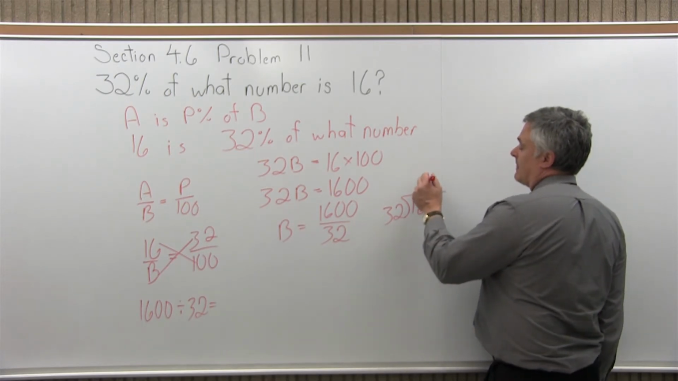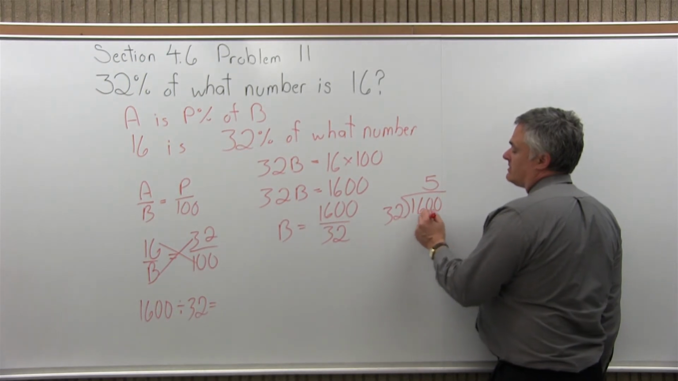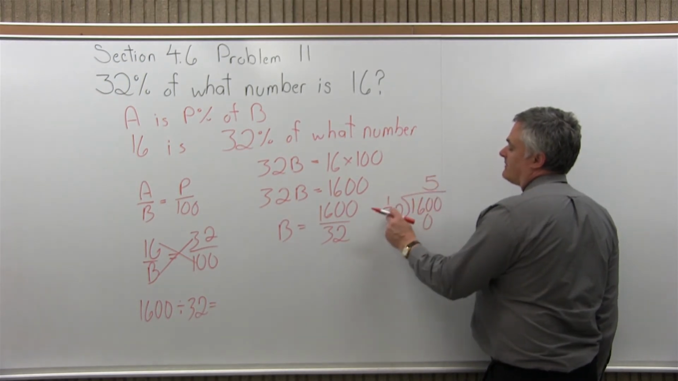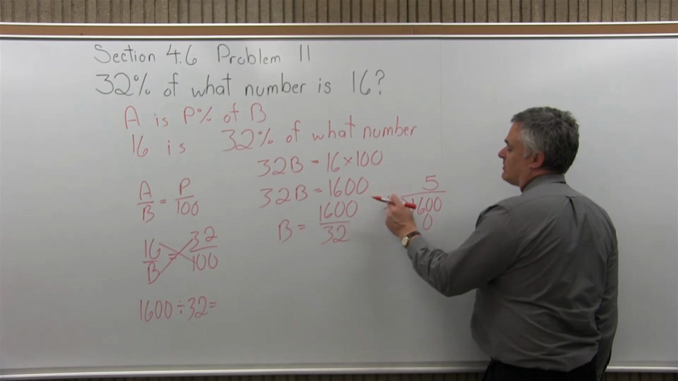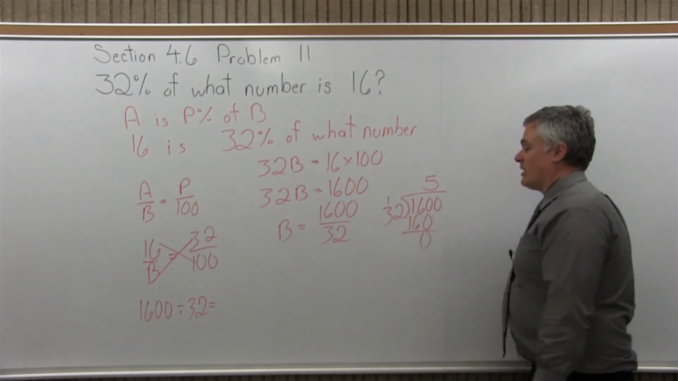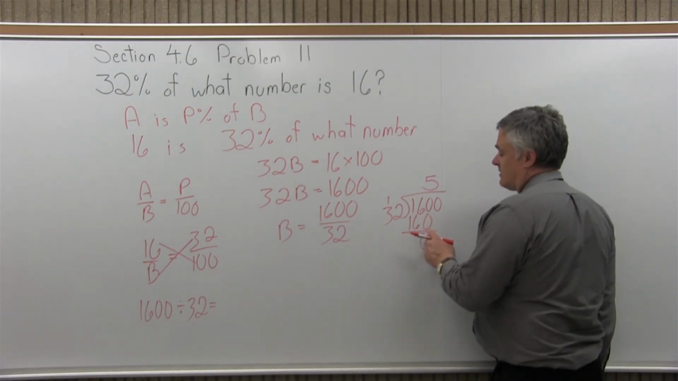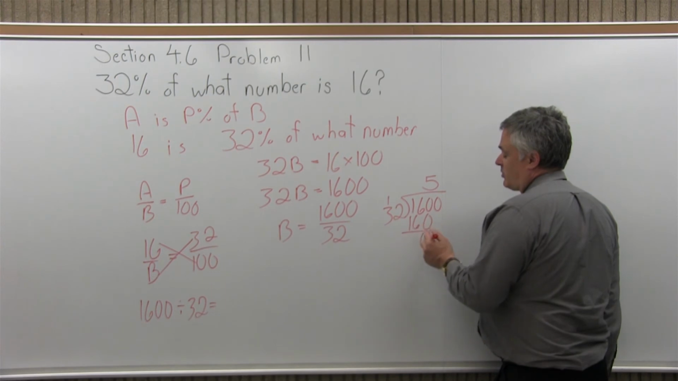So I'm going to go with 5. 5 times 2 is 10. Write the 0, carry the 1. 5 times 3 is 15. 15 plus the 1 more that we carried is 16. Look at that. It goes in perfectly. 160. So now I subtract 160 minus 160. Remainder is 0. There's one more digit, which is 0.